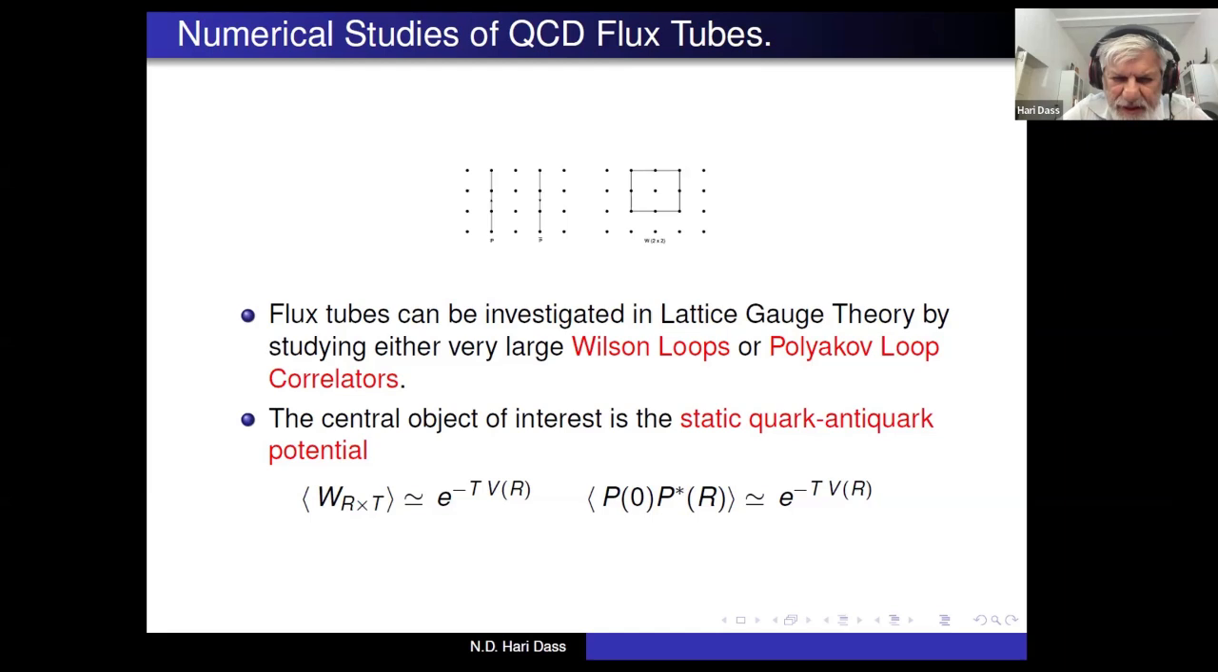Then the expectation value of the Wilson loop would go as exponential of minus t times the quark potential. Likewise, the Polyakov loop correlator will also have the same. So by studying this for large enough R, you can literally measure the static quark antiquark potential, and from there see whether there is indeed a confining force or potential between them. Next slide, please.